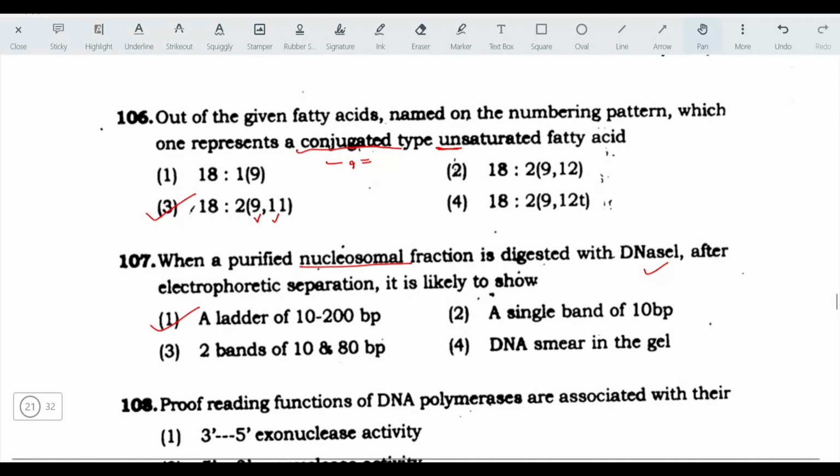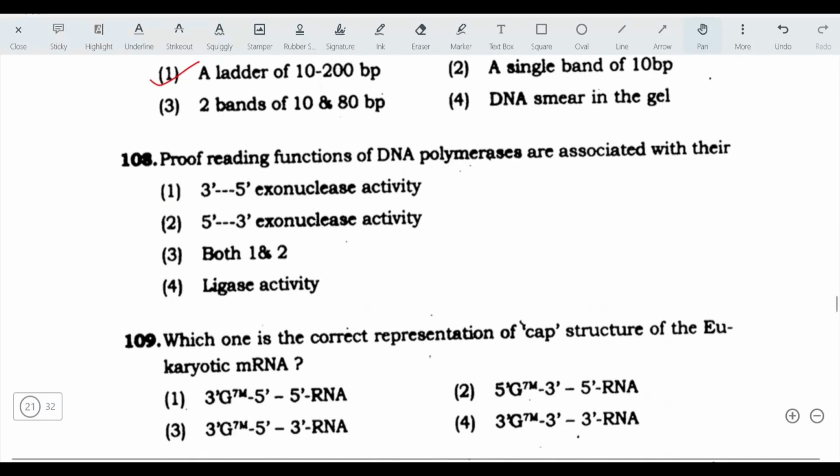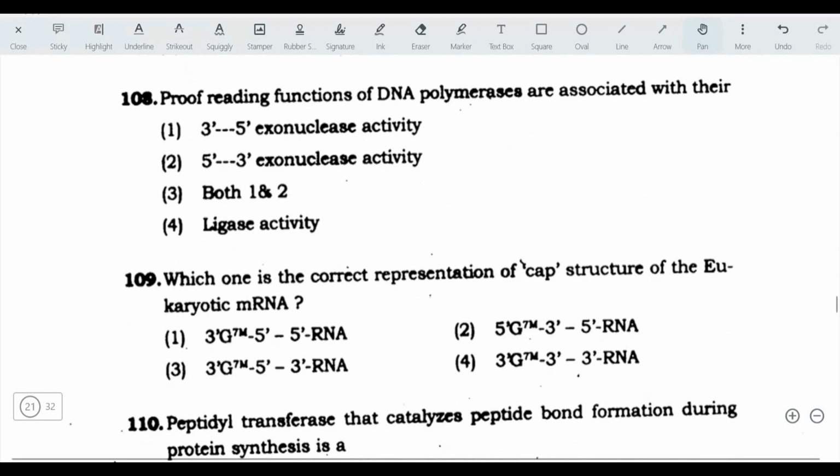Okay. Next question, the proofreading function of DNA polymerases is associated with their. The answer here is 3' to 5' exonuclease activity. So proofreading is primarily carried out by this 3' to 5' exonuclease activity, which allows them to remove incorrect nucleotides, right?